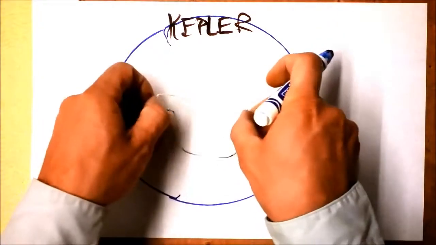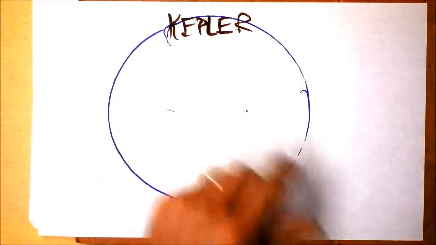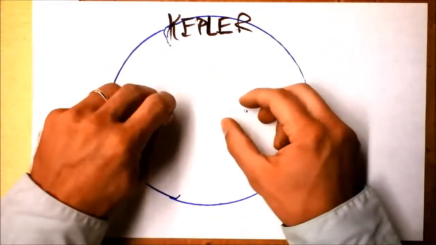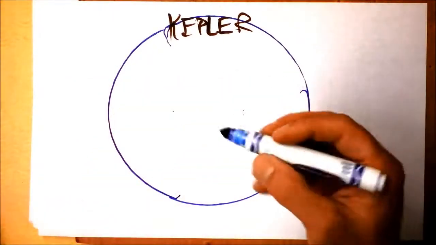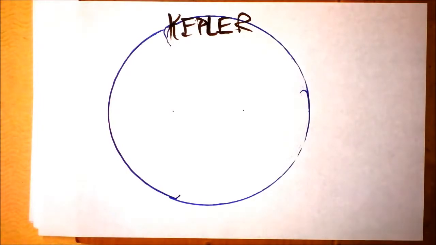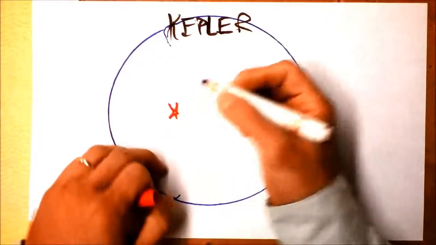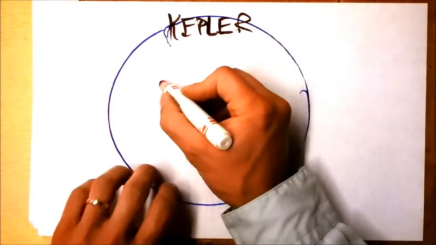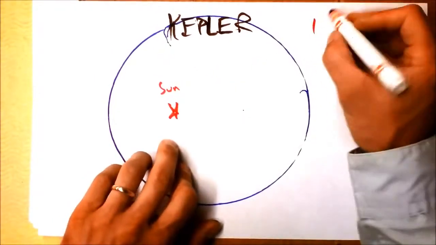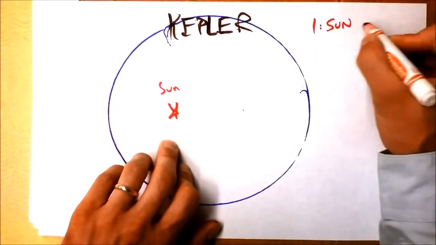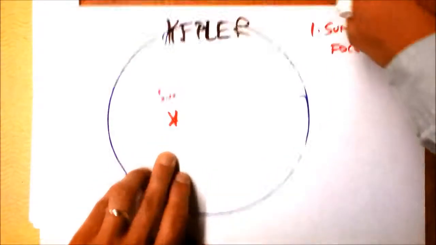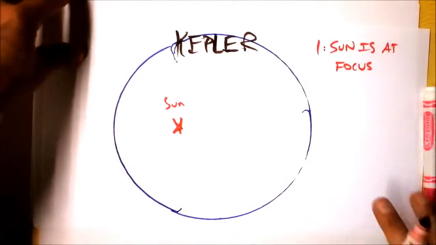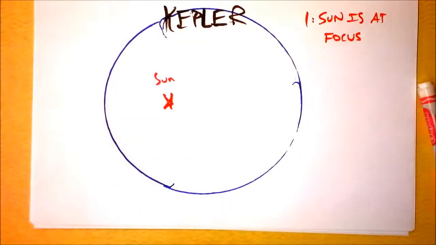Okay, so here we have an ellipse, and these are the two foci of the ellipse. This focus and that focus. And Kepler's first law says that the sun is at one of these foci. So I'll give you a bright red star there. Law 1: sun is at focus.